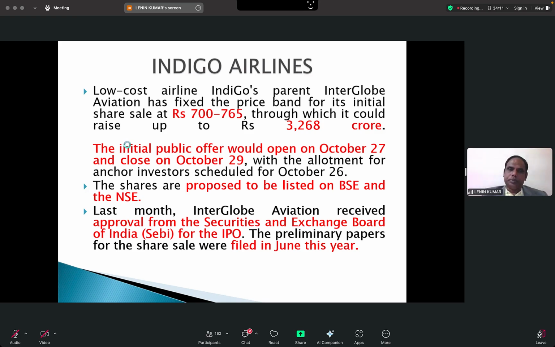Last month, InterGlobe Aviation received approval from the Securities and Exchange Board of India. When it is the UAE or other foreign markets, it is called SEC. As far as the Indian market is concerned, it is SEBI, Securities and Exchange Board of India. In the previous month, say in September, they got approval. I told you SEC wants to give approval. Like that, in the Indian market, SEBI has given approval for Indigo to go ahead with the IPO.